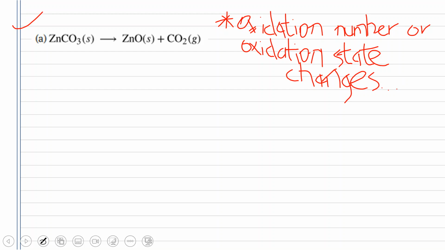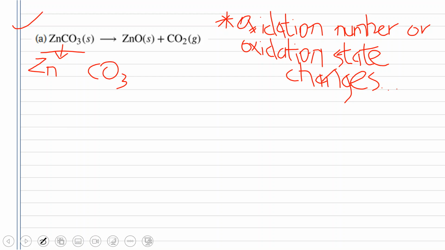So look at zinc. In this reaction, we see zinc carbonate. Zinc carbonate means that before zinc formed zinc carbonate, it was zinc and it was carbonate, CO3. These are the separate entities. For them to be one compound, they had to undergo a reaction.